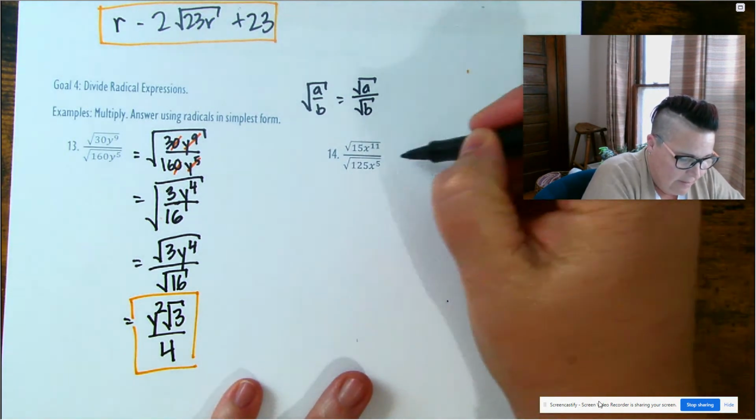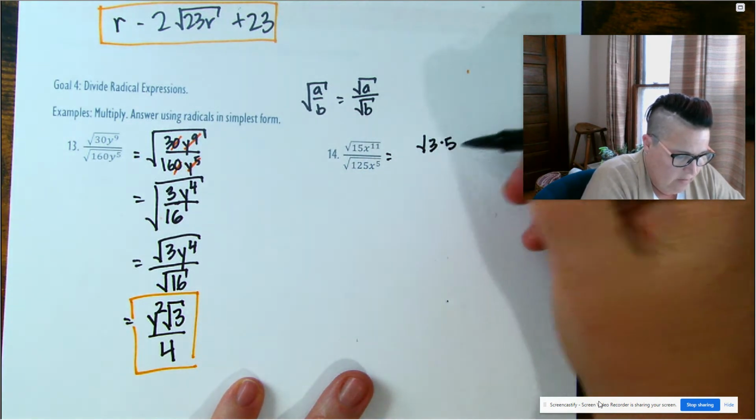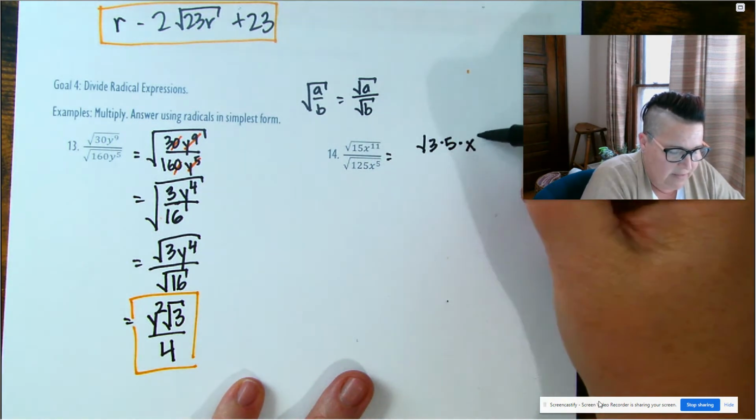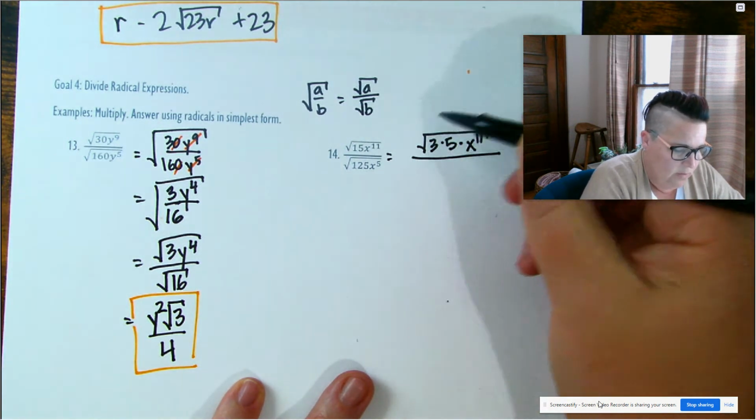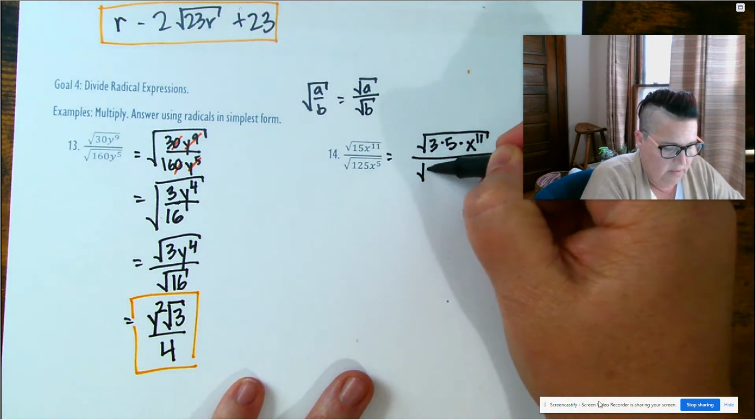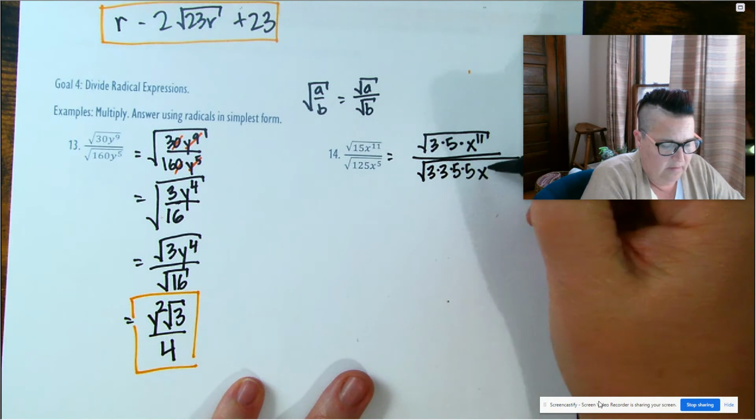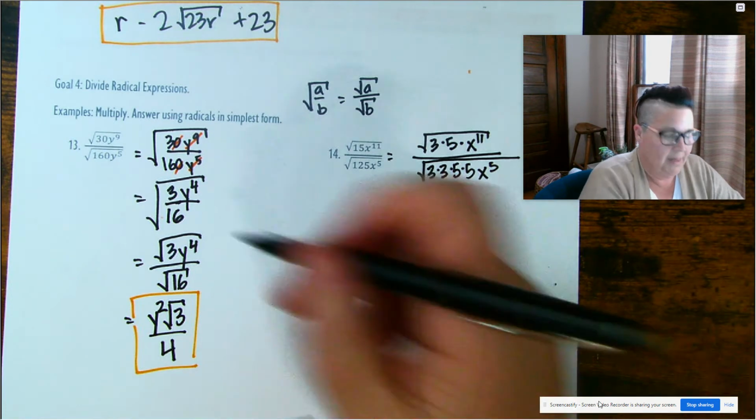Okay, I don't have to do it that way. I can simply factor this as the square root of 3 times 5 times x to the 11th. Since I need an x to the 5th, I'm just going to write it as x to the 11th. All right, 125. So we're going to have the square root of 3 times 3 times 5 times 5, x to the 5th. I could cancel, but I don't want to. I like this method better here.